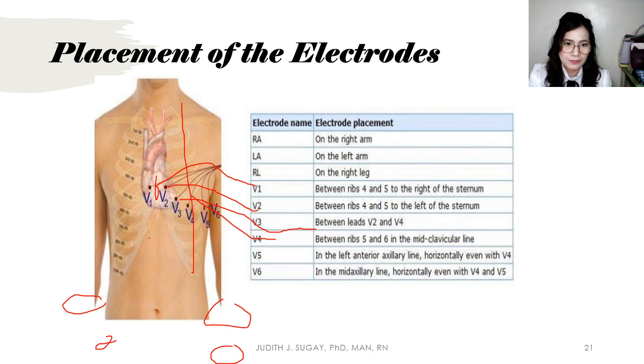And then V5 is in the left axillary line, horizontally even with V4. And lastly, we have V6 in the mid-axillary line. This one's the axilla, and the middle of that is V6, horizontally even with V4 and V5.